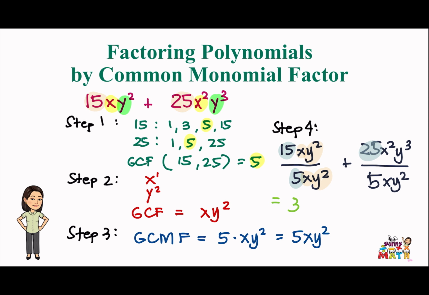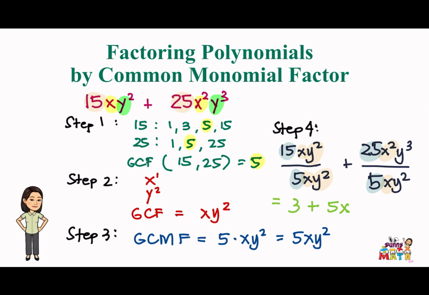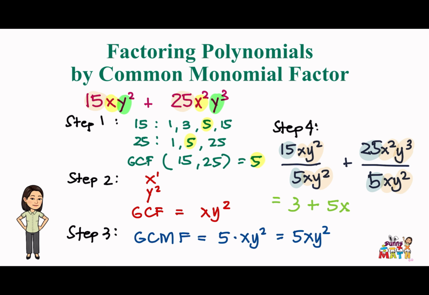We divide 25 by 5, and this gives us a quotient of 5. X squared divided by x is equal to x. That is simply subtracting the exponents of the variables. 2 minus 1 is 1. So that is equal to x raised to 1. Same with y cubed divided by y squared, and that gives us y. So the quotient is equal to 3 plus 5xy.